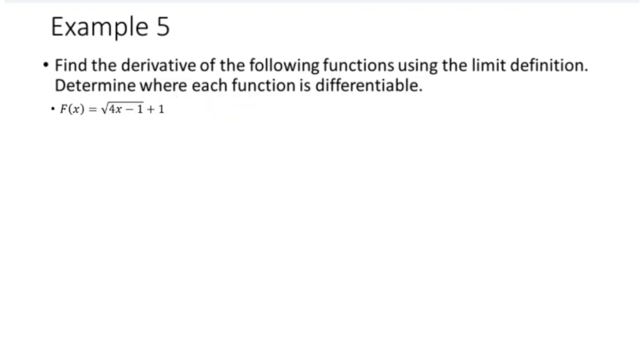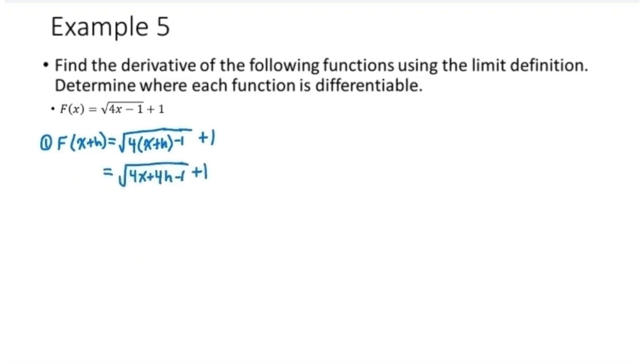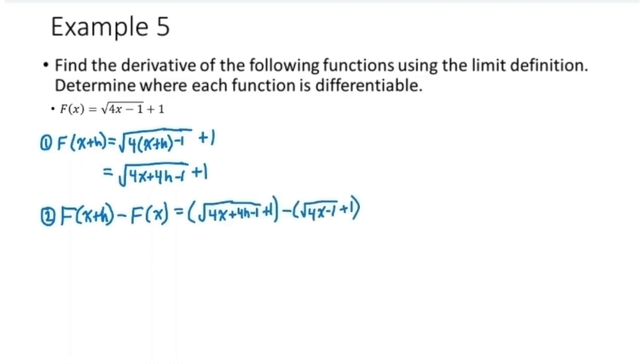Next, we're going to find the derivative of f of x, which equals the square root of 4x minus 1 plus 1. We'll start by finding f of x plus h, which would be the square root of 4 times the quantity x plus h minus 1 plus 1. Then distribute the 4, and we get the square root of 4x plus 4h minus 1 plus 1. Now we'll take our result from step 1 and subtract f of x.